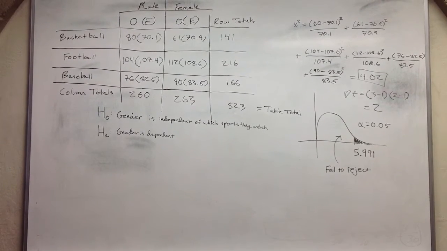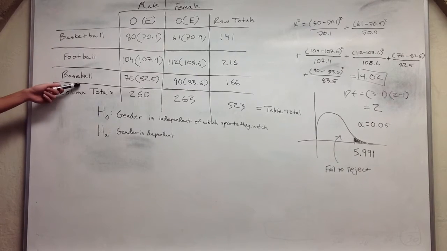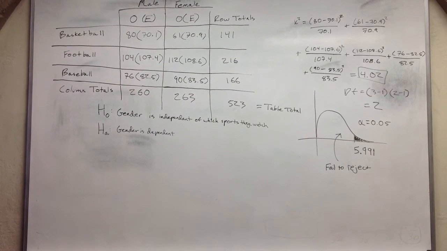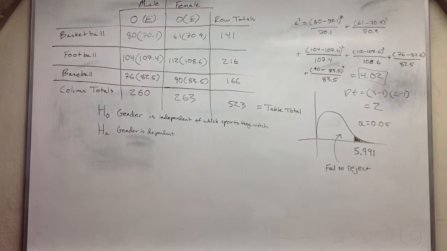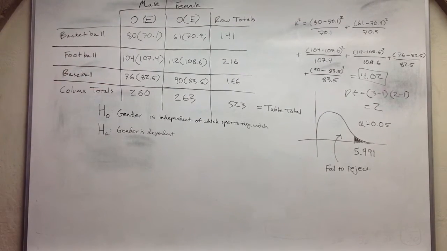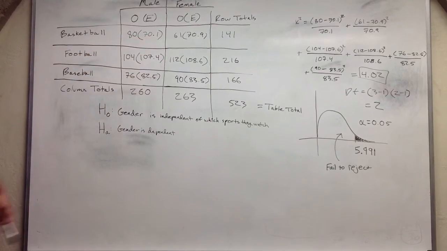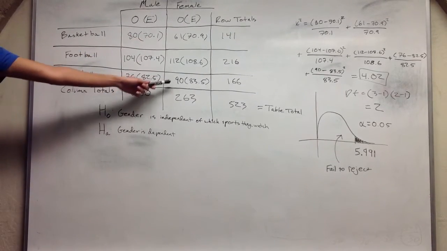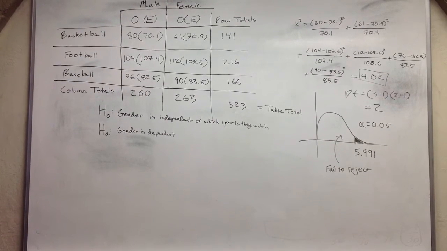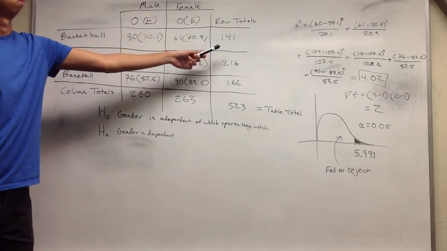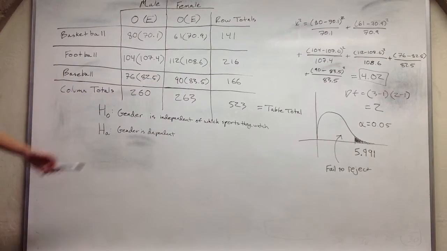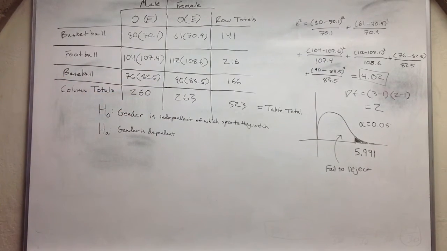Alright, so the sports we use are basketball, football, and baseball. Our observed values are what we collected, and for male, basketball is 80, football is 104, baseball is 76, for female, basketball is 61, football is 112, and baseball is 90. To get the expected value, first you add up the rows. Like the basketball row is 80 plus 61 is 141, and you do that for all the rows. Then for the columns, you add up 80 plus 104 plus 76 is 260.